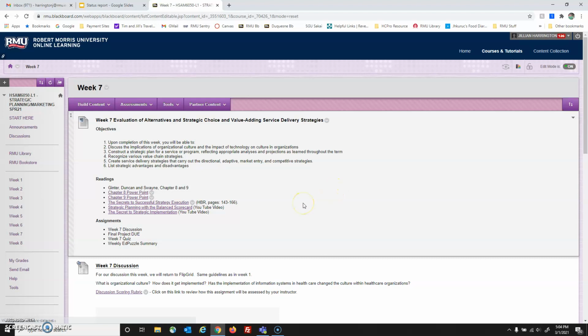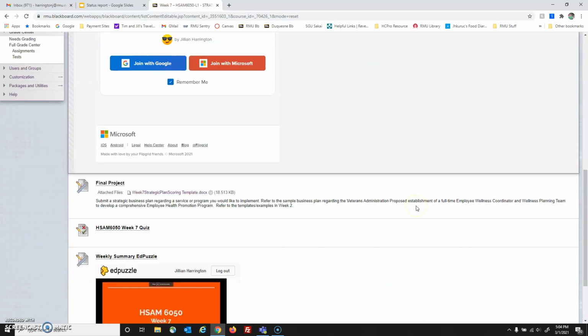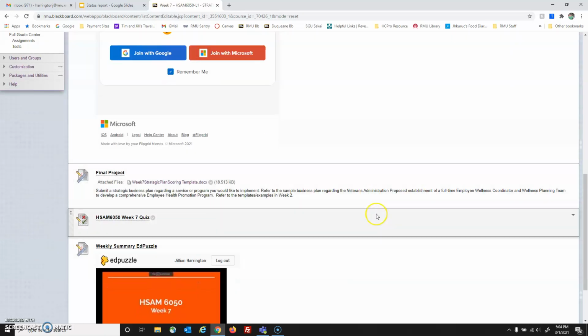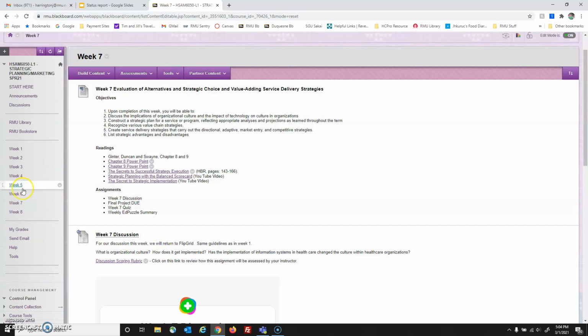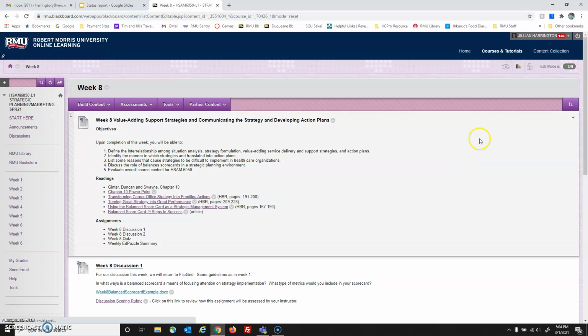I just wanted to go over a few things from last week and this week. Last week we looked at evaluation of various alternatives, looking at things like culture in organizations, value add, overall, things like that. Obviously the bulk of your work last week I'm sure was dominated by the final project. I look forward to taking a look at those this week, but you also had your quiz and your Ed puzzle last week as well, and the discussion, obviously.